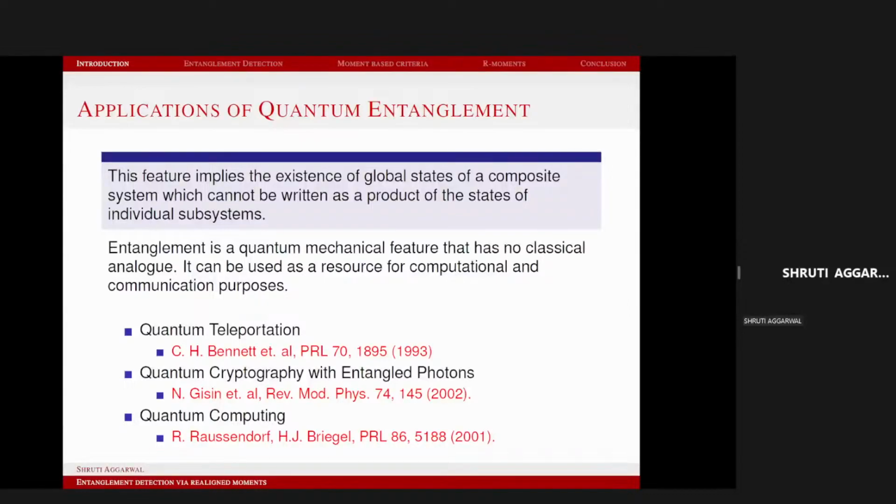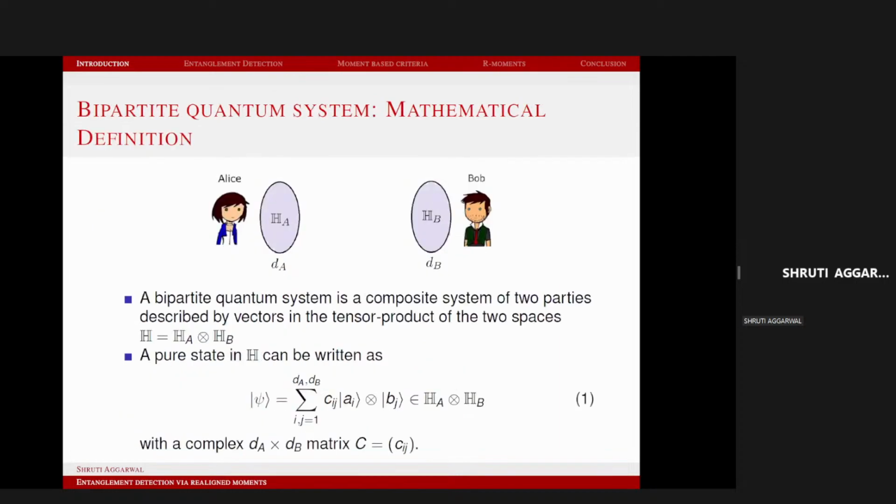Entanglement has no classical analog and is used as a resource in computational and communicational purposes. Some of the applications are in quantum teleportation, quantum cryptography, and quantum computing. So my work is based on bipartite entanglement.